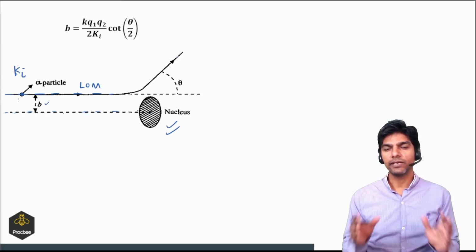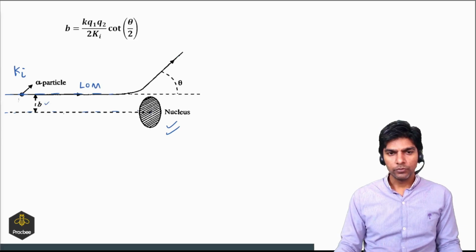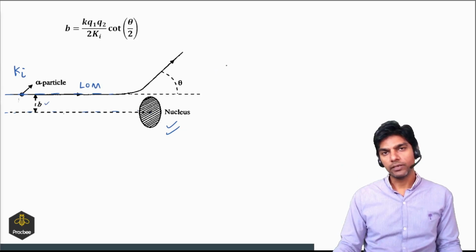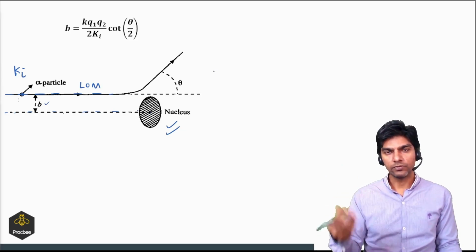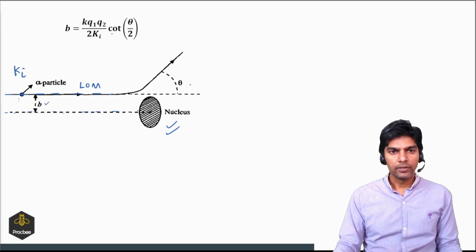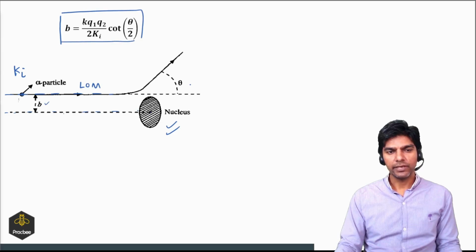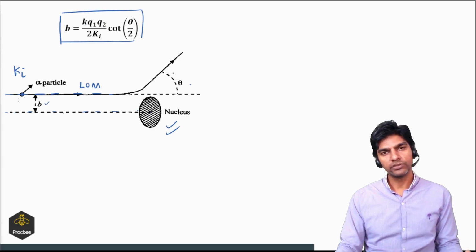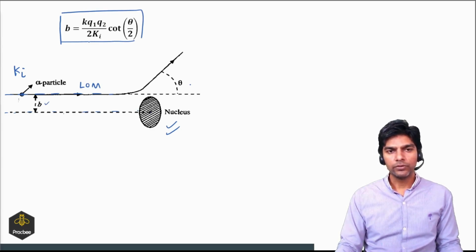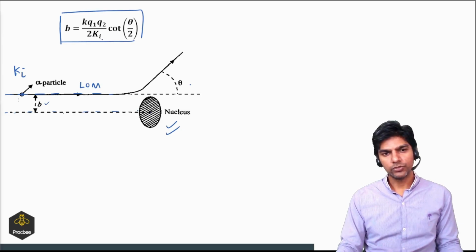If the impact parameter is b, and the initial kinetic energy of the alpha particle is Ki, then this theta is known as the angle of scattering. Due to the strong electrostatic repulsion, the alpha particle will be deviated from its original path. So the deviation produced in the alpha particle is known as the scattering angle or angle of scattering, which is theta. So you should remember this relation. So impact parameter is K, where K is 9 into 10 to the 9, q1 q2, where q1 is the charge on alpha particle, q2 is the charge on the nucleus, upon 2 times Ki, which is the initial kinetic energy of the alpha particle, times cot theta by 2.